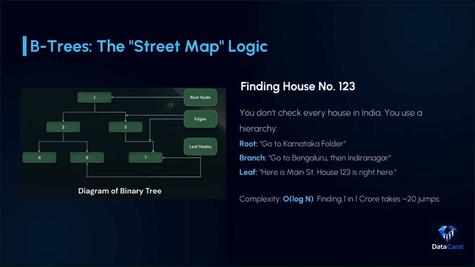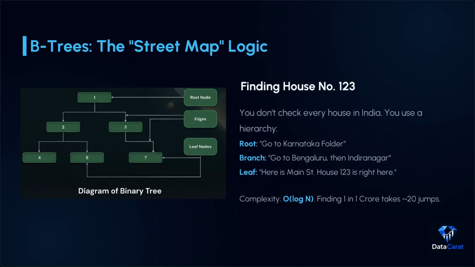Most databases use a structure called a B tree, or a balanced tree, to manage these indexes. Think of it like navigating a street map of India to find one specific house in Bangalore. The root node acts as the first filter. It will filter out if the house is in north or south of India. The branches will narrow it further down, go to Karnataka, then to Bangalore. The leaf nodes are the final destination, which will point us to the main street, the house number.